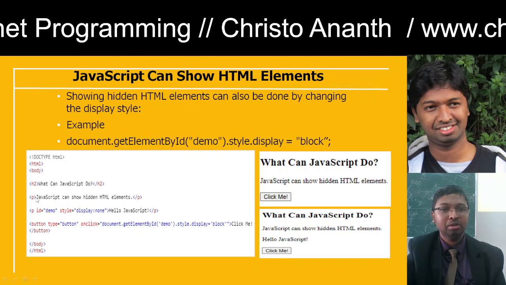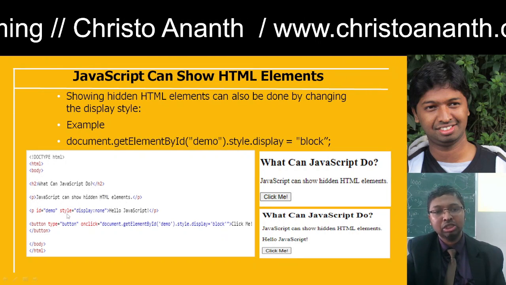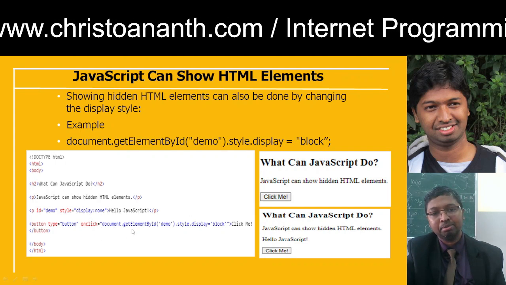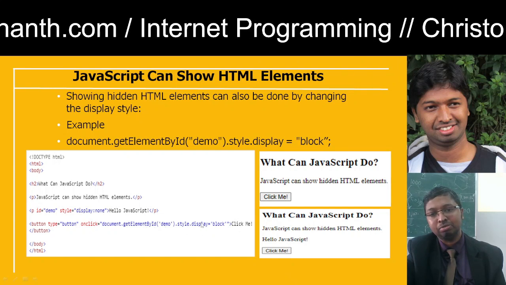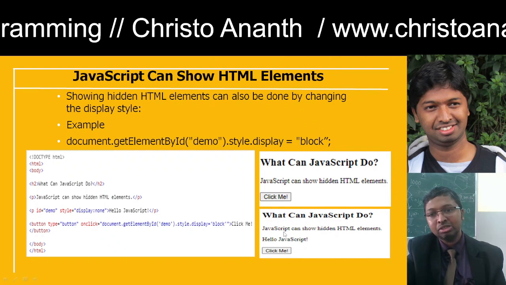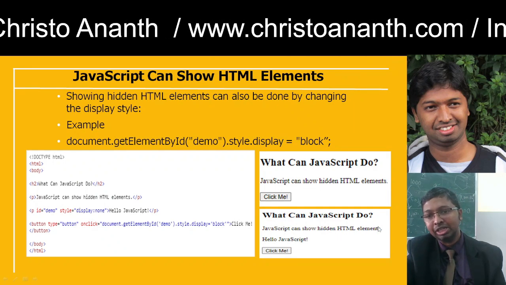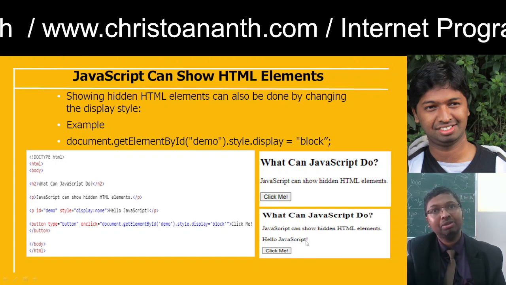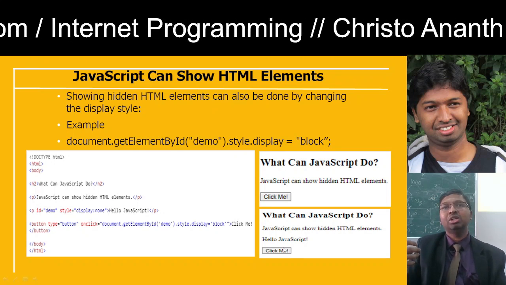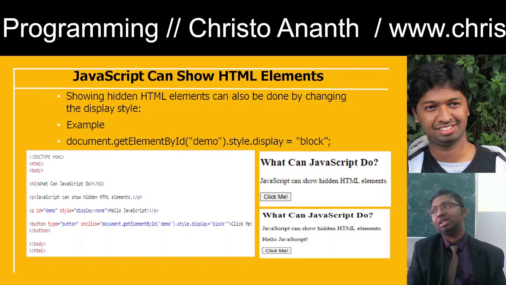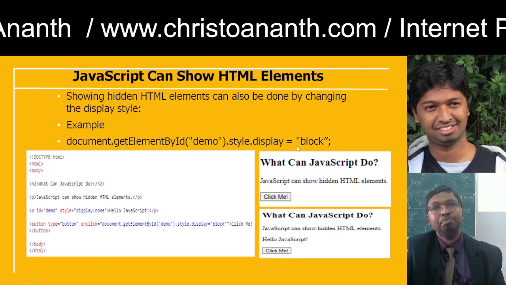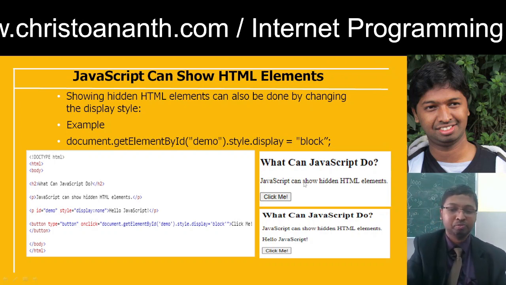What can JavaScript do? Paragraph tag, then p id demo style display none, hello JavaScript, button type button, onclick document.getElementById style.display block. Maybe if you go with the output, click me. It will show JavaScript can show the HTML elements. Hello JavaScript. Then you'll have click me. So this is how it can show the hidden elements. That is how you can go with the block. This is actually the importance of how you can show.